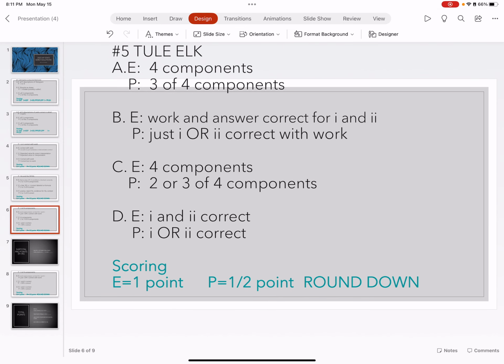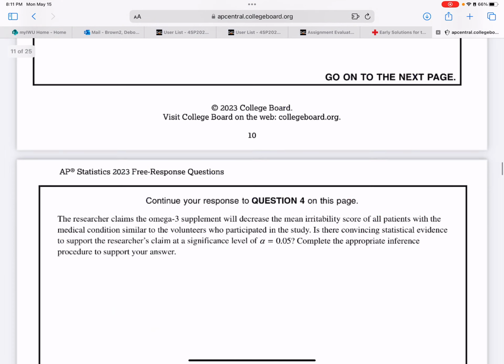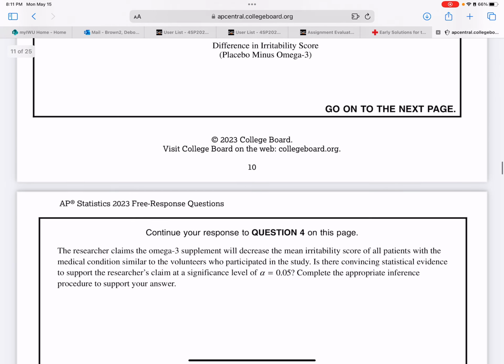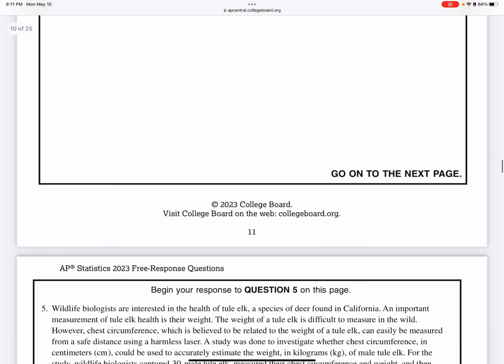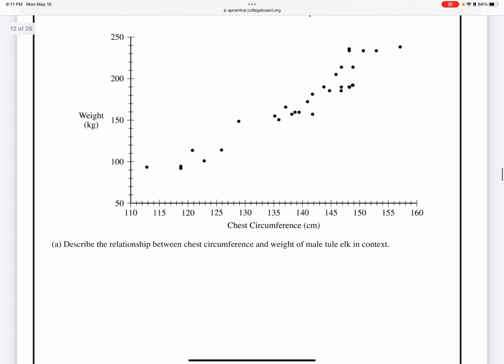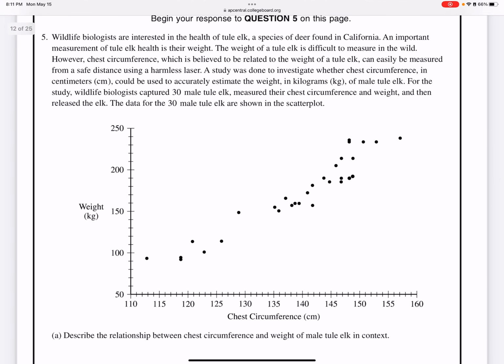Okay, the next one is the tool elk. That's also a 4-part question. So let's go to this one here. So here is a line. Basically, you can read the question if you'd like, but it is a linear regression.